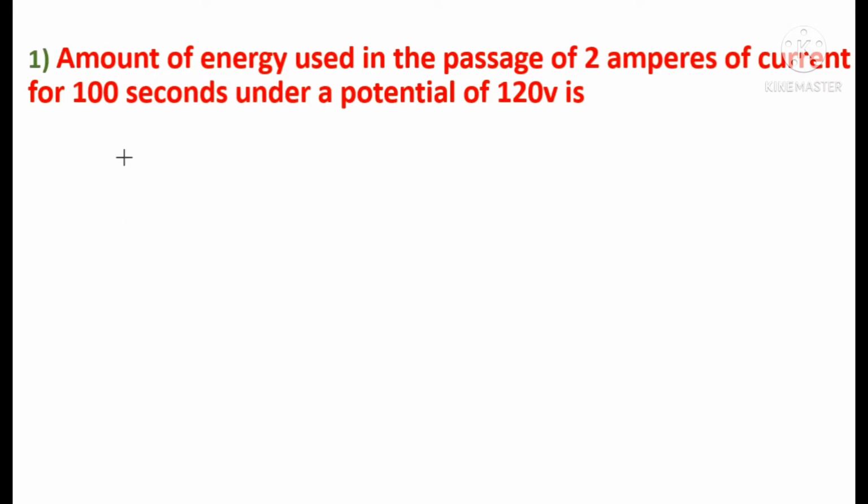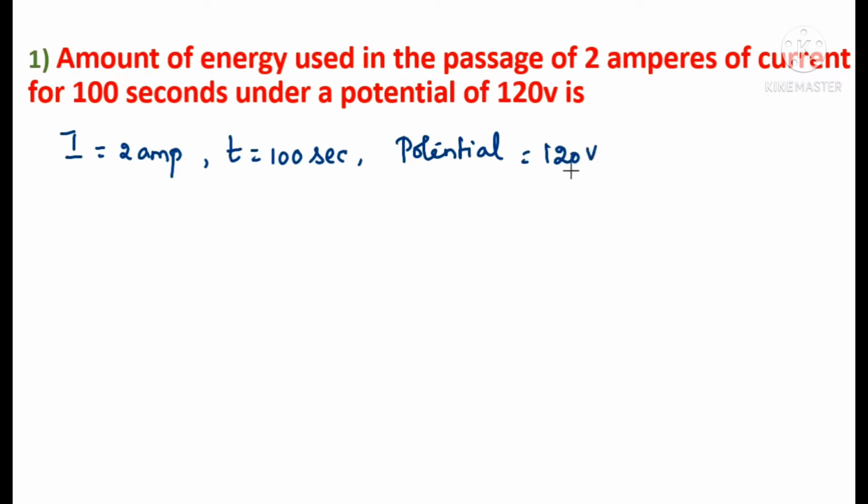We shall write the data first. Current, that is I, is given. I is equal to 2 amperes. Then time in seconds is given, 100 seconds, and also potential is given. Potential is 120 volts, and you are asked to calculate the energy. How to calculate energy? Energy is equal to charge, that is Q, into potential.